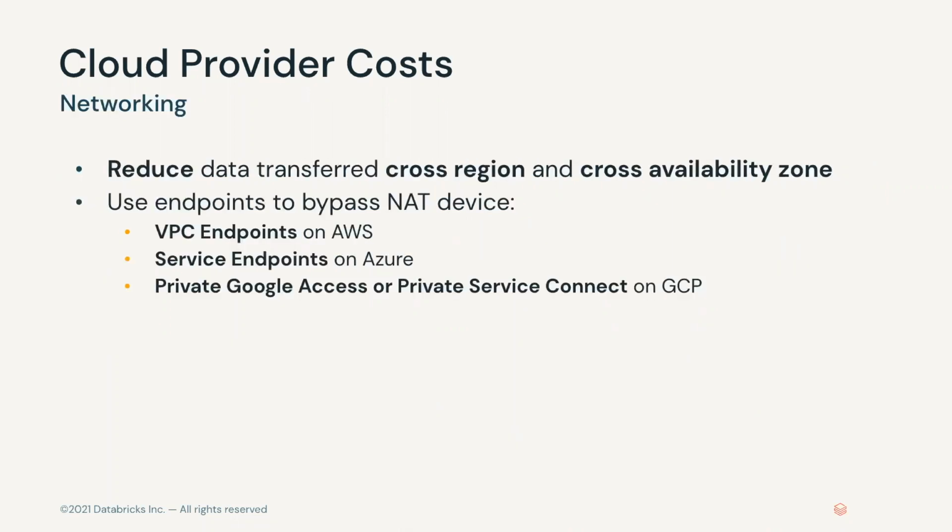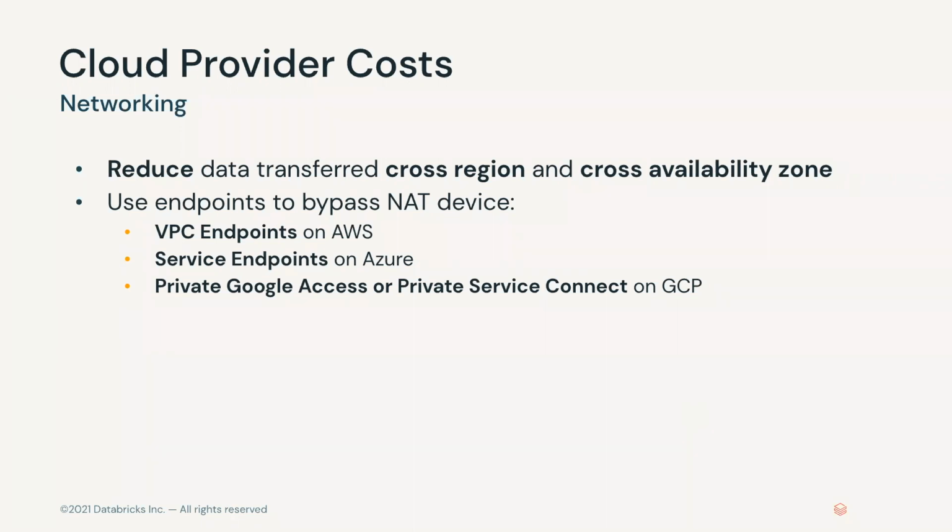Another one is networking. When you're thinking about deploying workspaces, or after you've deployed a workspace, to reduce the amount of data that's being transferred cross-region or cross-availability zone, it's good to think about it. If you're constantly grabbing data from an S3 bucket in, let's say, a different region in AWS, you're going to end up having a lot more cloud costs from that data being transferred between regions. So you want to always try to avoid that cross-region and cross-availability zone transfer.